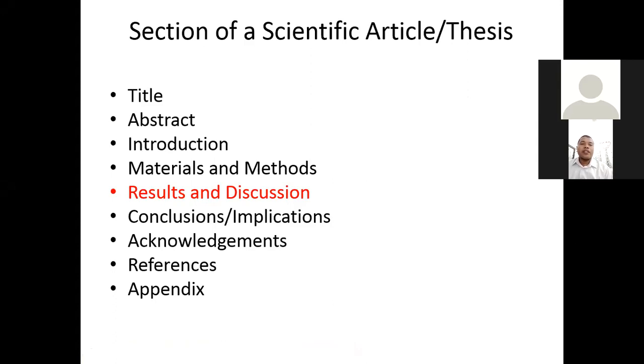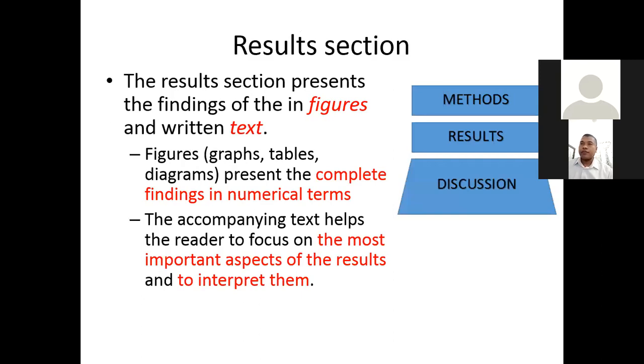You should have the title, abstract, introduction. Introduction basically 1.0, and then materials and methods. Before that, you're going to have literature review, materials and methods, and then you're going to have the results and discussions. Then acknowledgements, references, and appendix. So this is the content of your thesis.